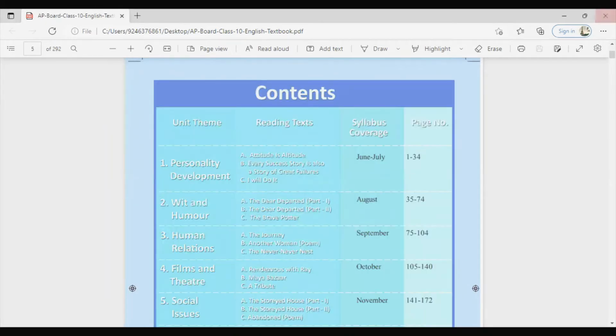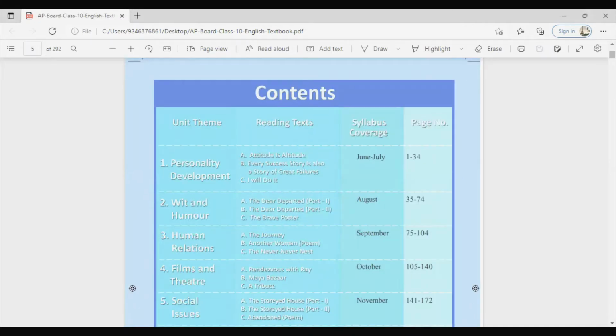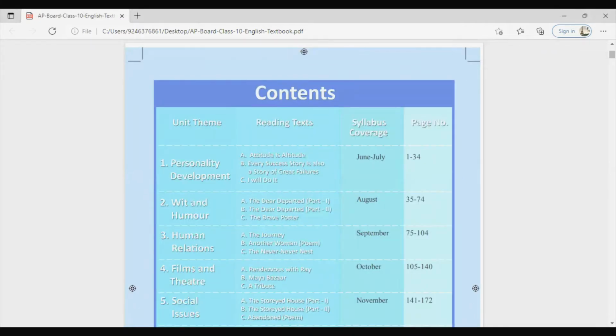This is the index where I am going to tell you all these lessons per day. Let us cover one unit. Today we are going to cover which unit? Personality development. So firstly, what is personality development?